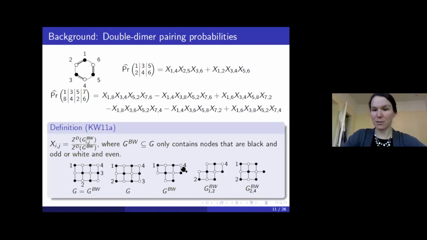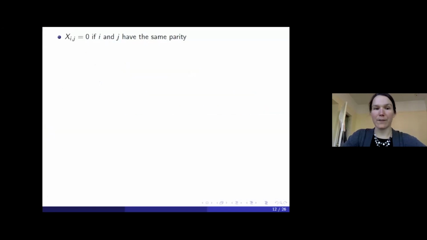The thing I just want to point out with this example is there are more black vertices than white vertices. So this graph doesn't have any dimer configurations, and this quantity x24 would just be 0. That's going to be true in general: xij is 0 whenever i and j have the same parity.